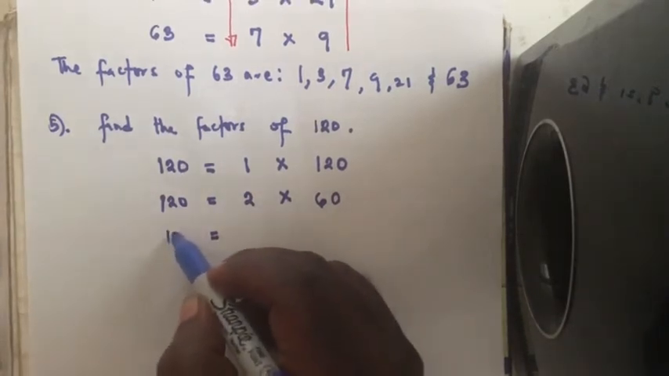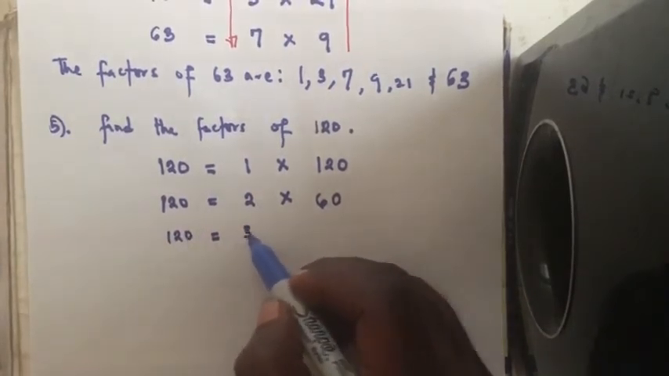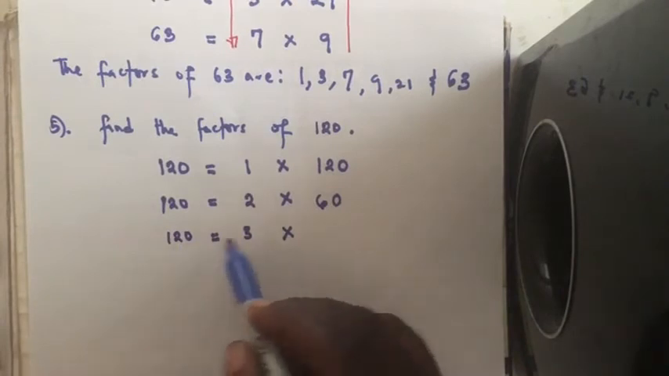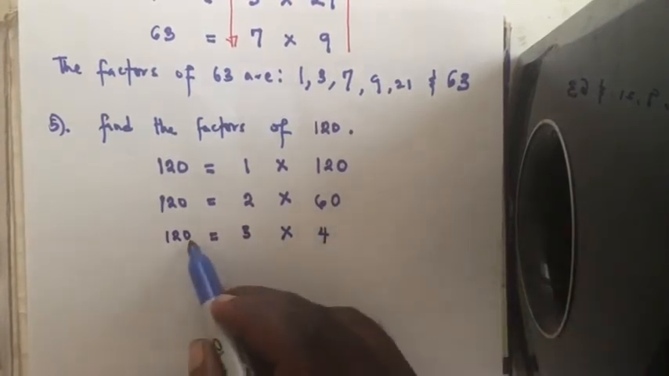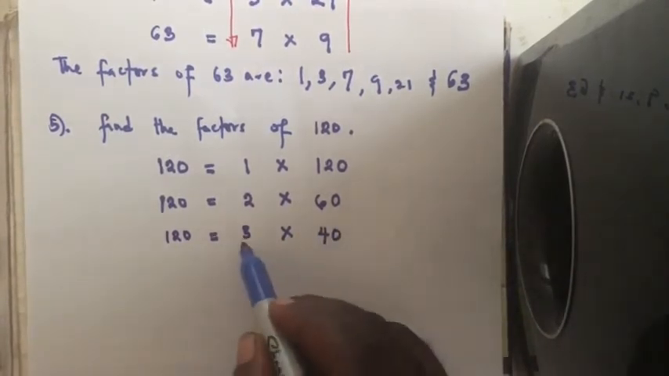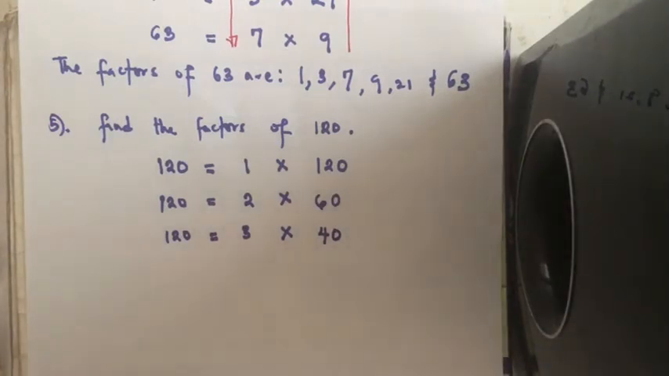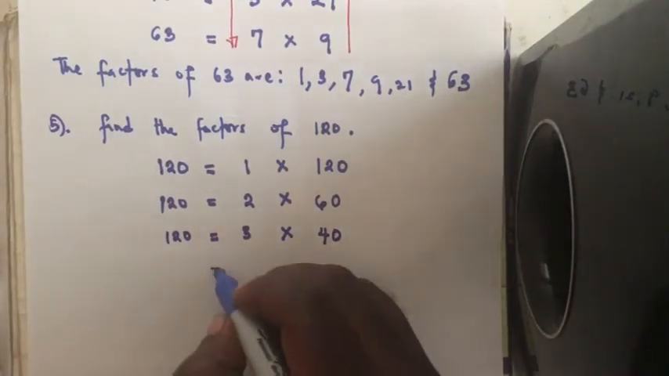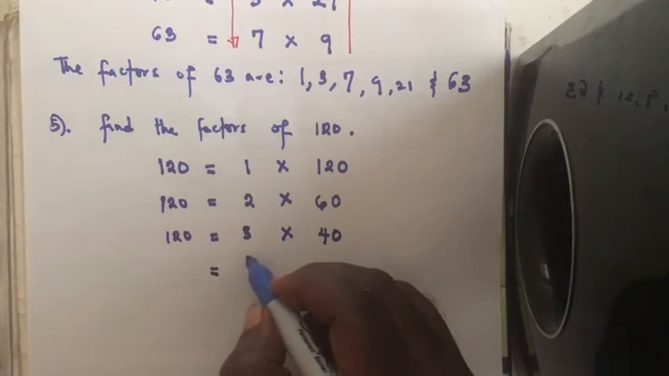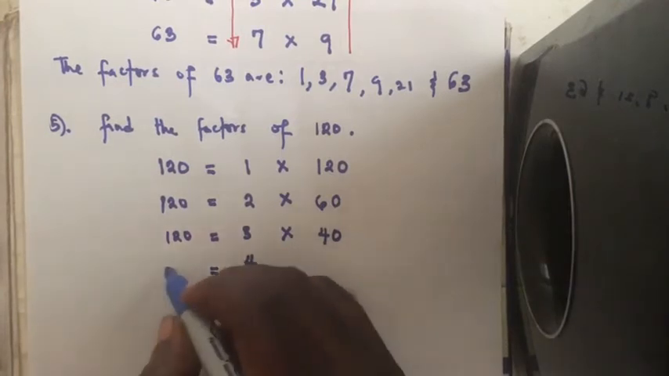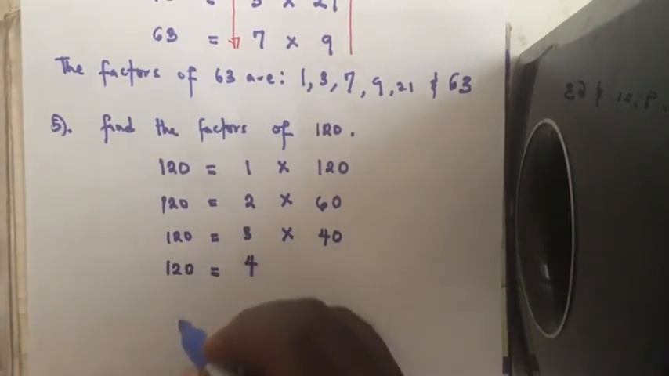Okay, so 120: 12 divided by 3 is 4, 0 divided by 3 is 0. So that means 3 times 40 will give me 120. Okay, what's the next digit that is a factor of 120? What about 4? Yes.